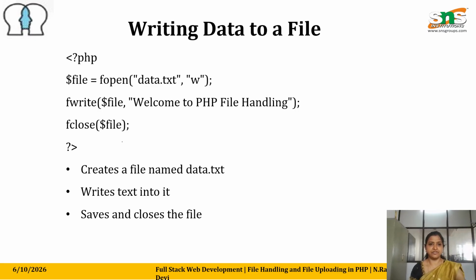So this is an example of writing data into a file. Here $file is the variable used for storing a file, and we use a function called fopen, which opens a file in write mode. W is the mode of operation. And then fwrite. Here we have opened data.txt in write mode so that we can write into the file, like "welcome to the PHP file handling", and finally we are closing the file. So here we are creating a file named data.txt, writing the text into it, and saving and closing the file.